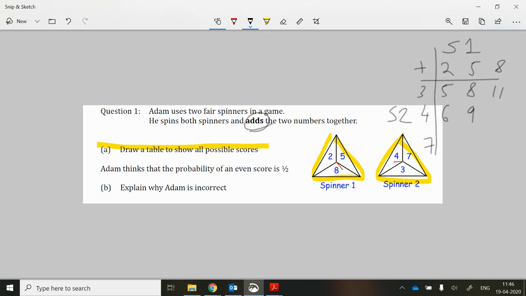Okay, Adam thinks that the probability of an even score is a half. Okay, well, you need to work out whether or not that's true, explain why it's incorrect, or they're telling you it's incorrect. So you need to count up how many even numbers there are, and it will be written out of 9 because there would be 9 spaces. Okay, and anything out of 9 can't be simplified to a half anyway, but give a full explanation to that one.